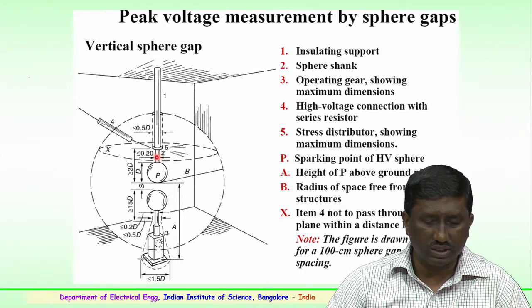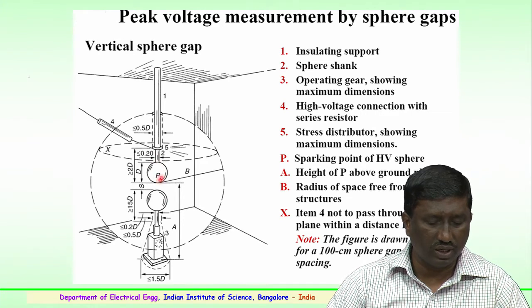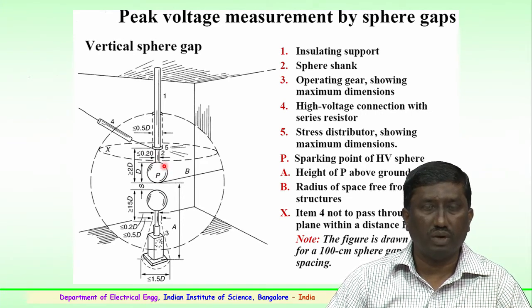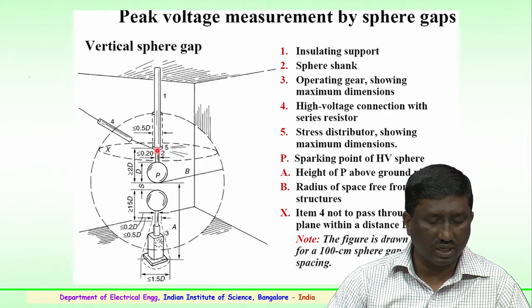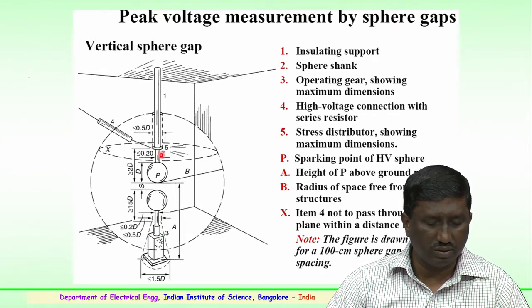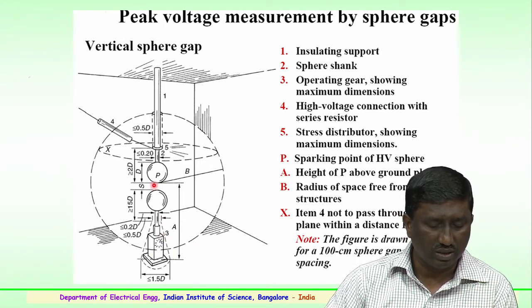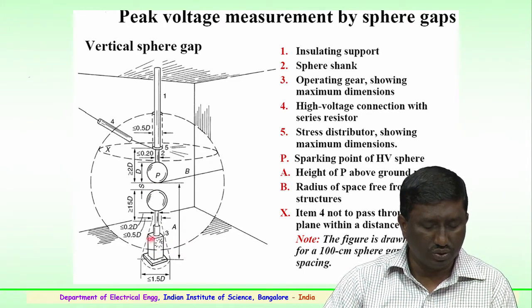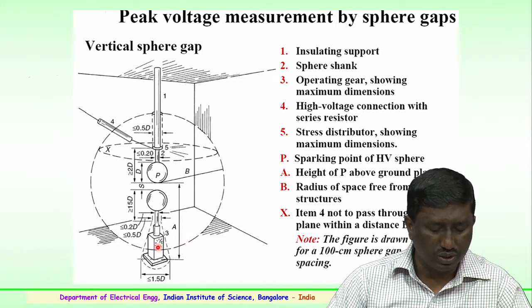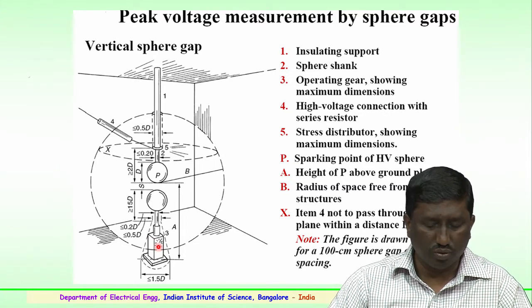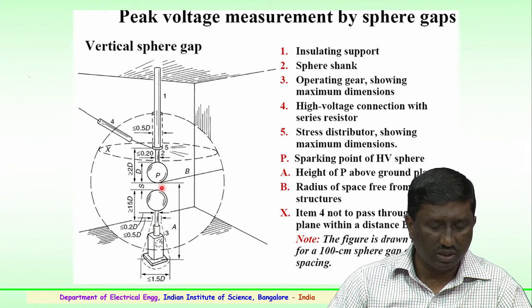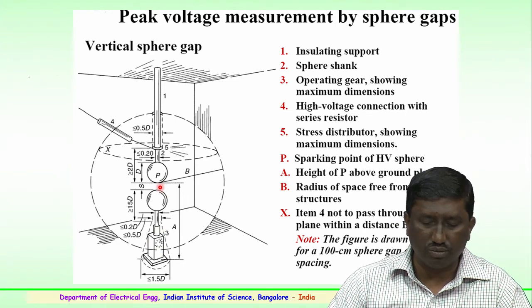The second part is the sphere shank. The metal sphere could be of copper, brass or aluminum. The sphere shank is a metal portion which is connected to the insulating support. So, this is the shank, and this is the insulating support. Third is the operating gear, showing the maximum dimension. The distance S between the two spheres can be controlled by using a motorized mechanism in the case of huge spheres. So, this is basically a control or operating gear arrangement for setting the required gap distance.